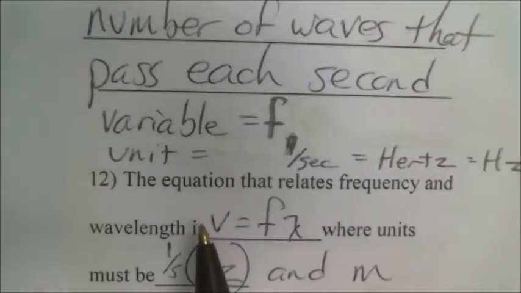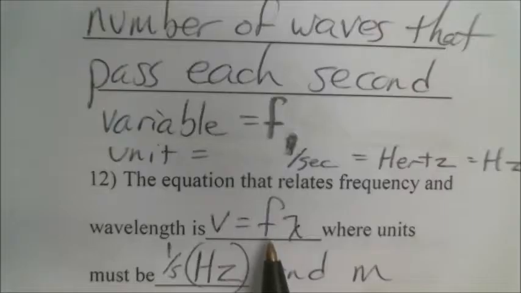Number 12. The equation that relates frequency and wavelength is v = fλ. So the v is the velocity of the wave, the f is the frequency of the wave, and the λ is the wavelength.